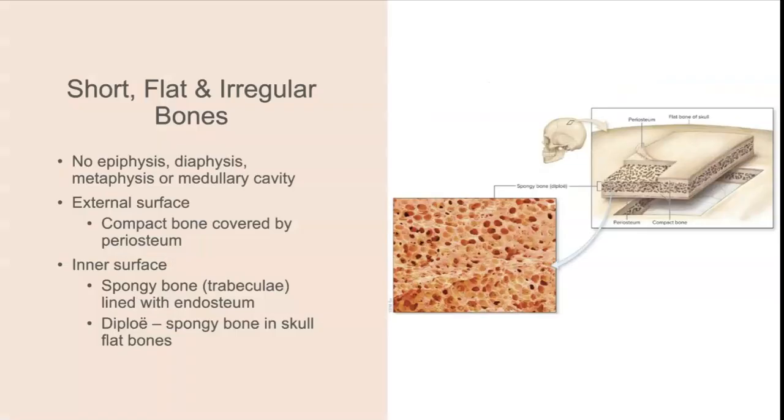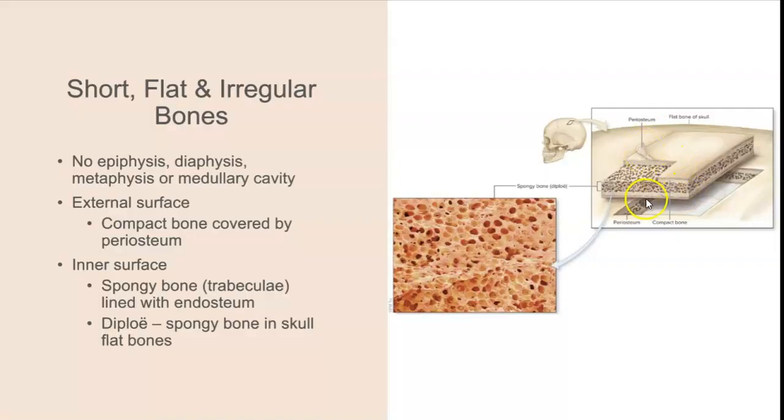Short, flat, and irregular bones, well, obviously they're different from long bones, right? All you have to do is look at them. So there's no epiphyses, no diaphysis, no metaphysis, and no medullary cavity. The outer part is composed of compact bone covered by a periosteum. The inner part is composed entirely of spongy bone with no medullary cavity.